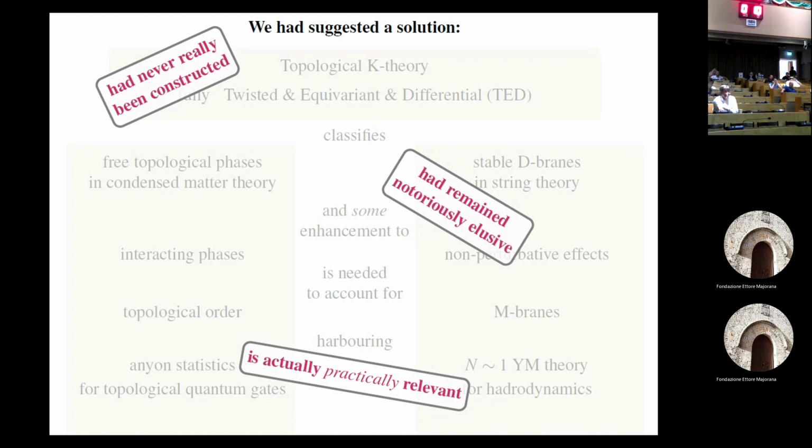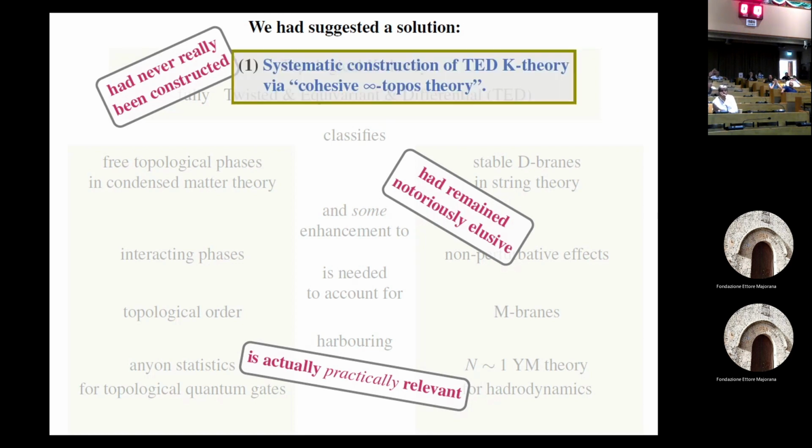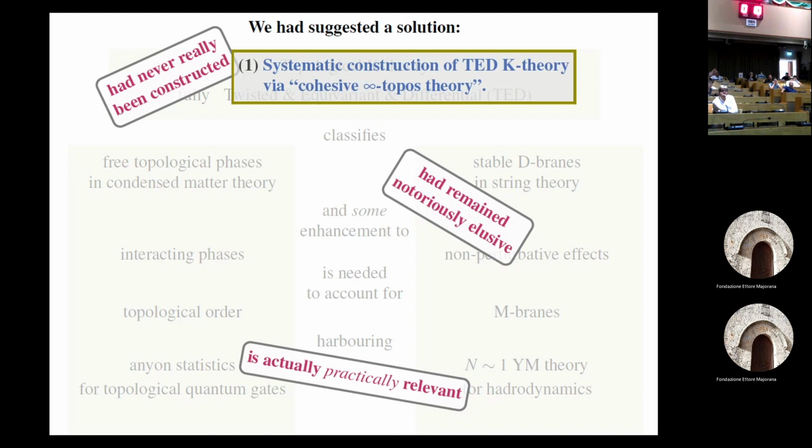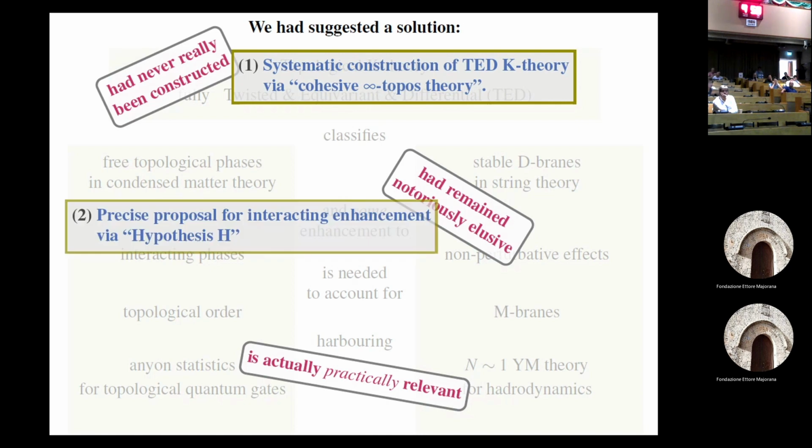So we had been working on this question on this side, and over the years, suggested solutions to these three problems. And then it was noticeable that, well, we said, okay, if we have the solution here, then we have the solution here. That's how this proposal came about. So if you look around our articles, you'll see there's some general mathematical theory called cohesive infinity-topos, where we claim this fully twisted equivariant differential K-theory is naturally constructed. This is just a technical thing.